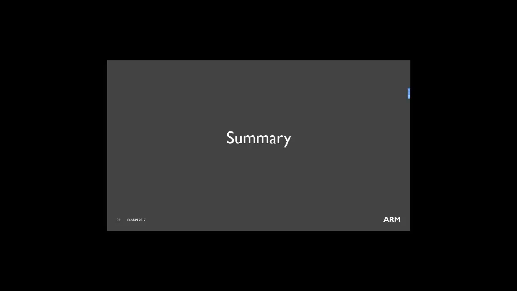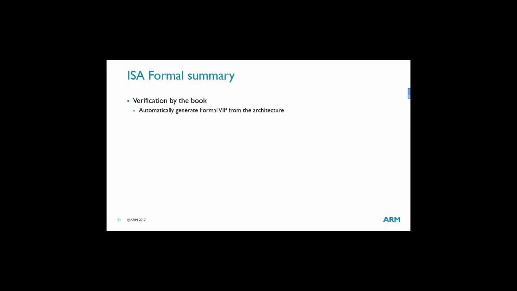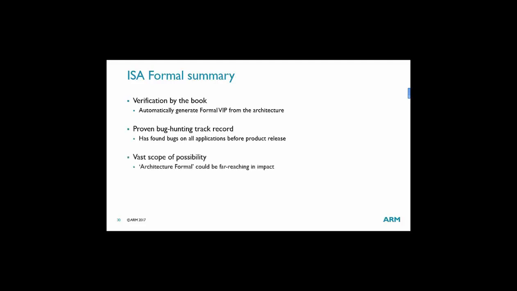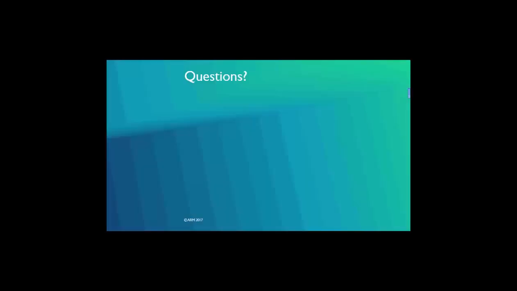So just as a summary slide, the verification by the book aspect, we automatically generate VIP from the architecture spec and apply it with formal methods to our cores. We find bugs. It's found bugs on all the applications before we've released the product, not the ones where we've applied it after we've released the product, fortunately. That would be embarrassing. The vast scope of possibility, we've just begun to tap into it. It could be really far-reaching in its impact. We're really excited about where we can go with this idea of architecture formal. So hopefully I've got a few minutes now for questions.